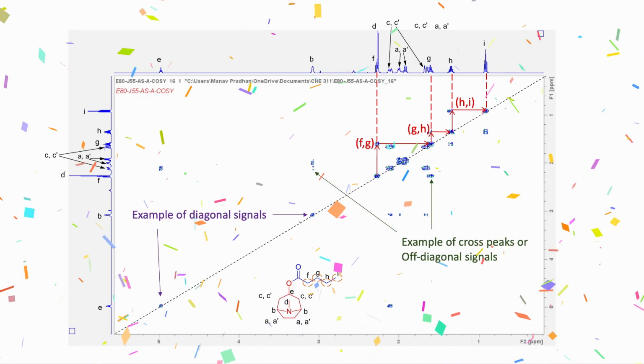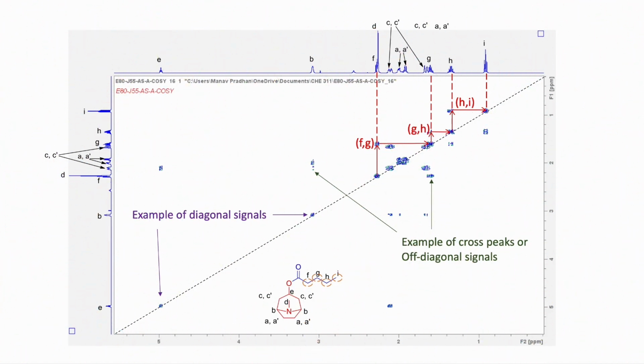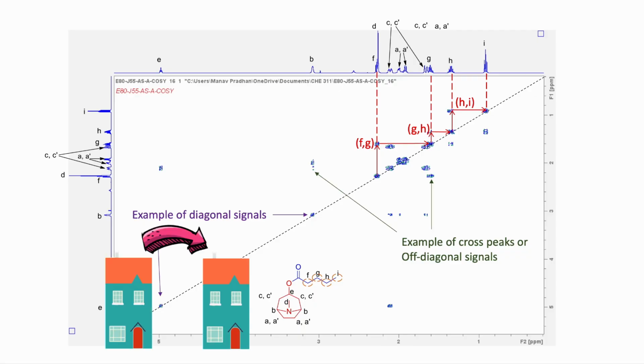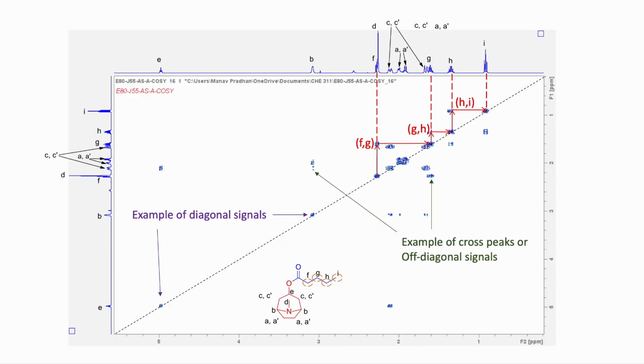So congratulations! You just did your first COSY analysis. To recap the basic idea here, when using a COSY NMR, use a distinctive signal as an entry point, and in this case we used F as the entry point. And using that entry point, fish out its neighbors, and then its neighbor's neighbors, and then its neighbor's neighbor's neighbors, and so on.